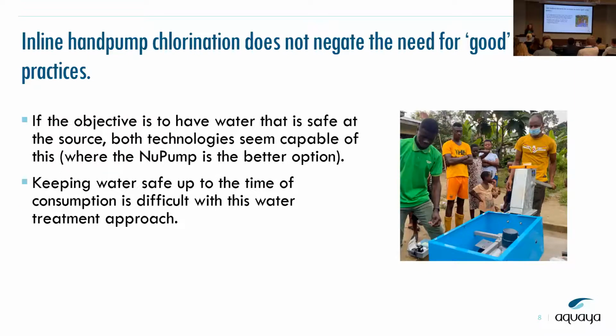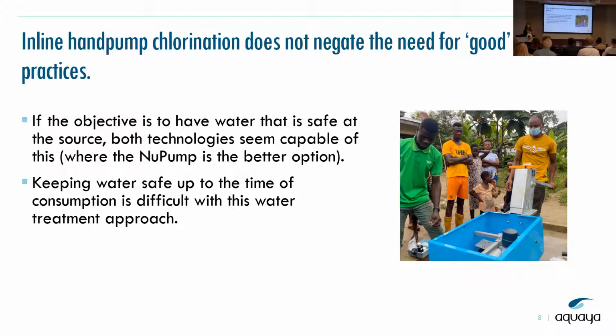Another main finding: one of the potential benefits of a system like this is trying to reduce the need for user behavior change. And we actually found that it doesn't quite eliminate it. So there still is a need for some amount of education and behavior change at the household level. If we want to have safe water at the source, right when it comes out, then this is good.